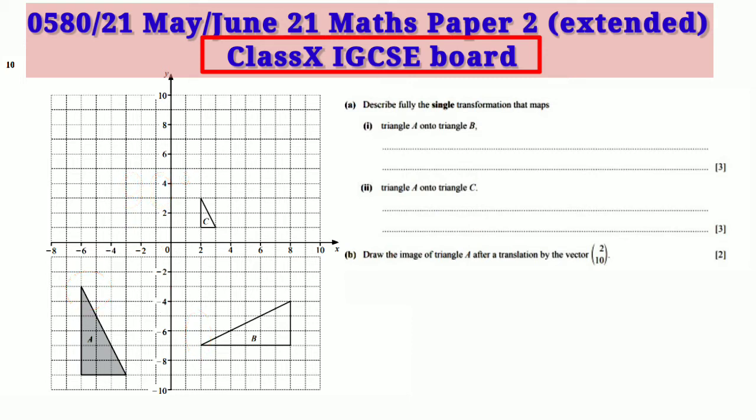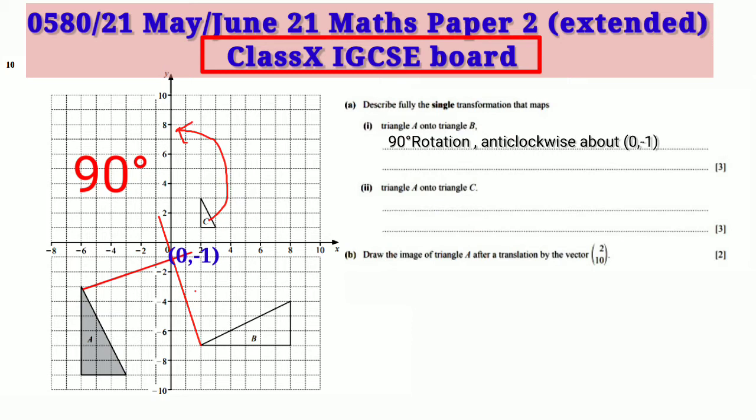Now we have to find the center of rotation. Draw a 90 degree angle between corresponding vertices. They intersect at point 0, minus 1. So the center of rotation is 0, minus 1. The single transformation that maps triangle A onto B is a 90 degree rotation anti-clockwise about point 0, minus 1.